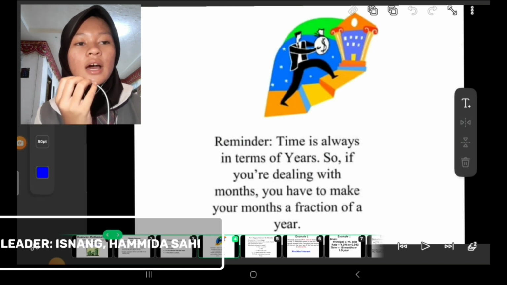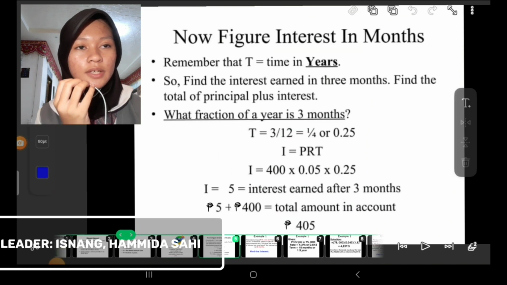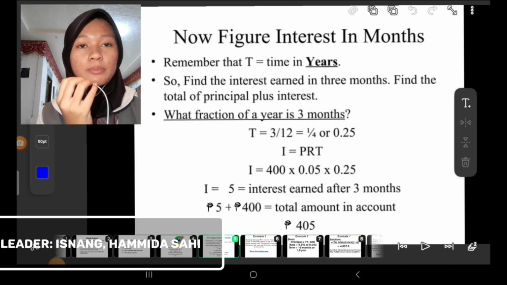Next slide. This is also a reminder. Time is always in terms of years. So if you're dealing with months, you have to make your months a fraction of a year. For example, if it's 6 months, you divide 6 by 12. So that is 1/2. Then you multiply the principal by 1/2, which is 0.50, or 0.5.